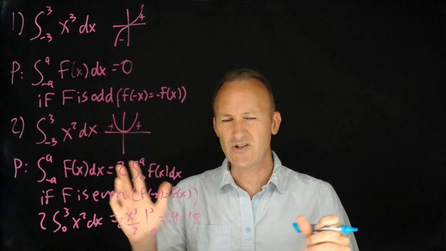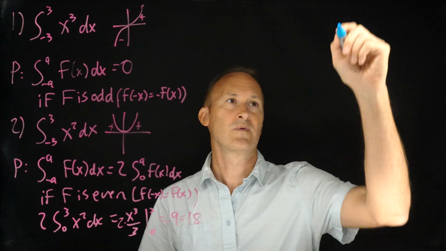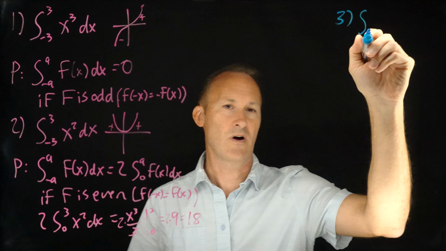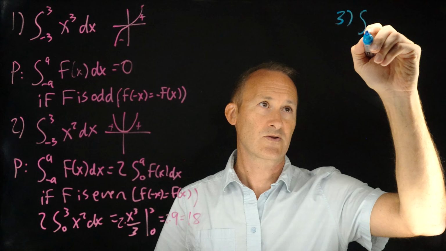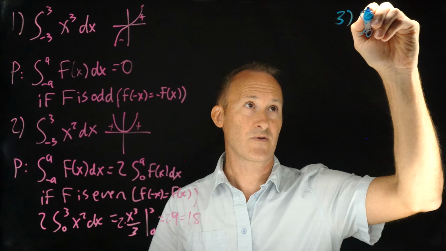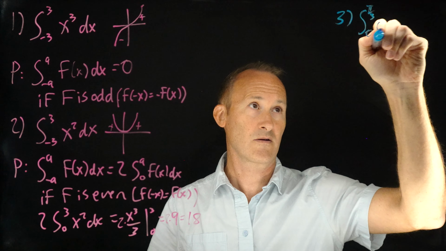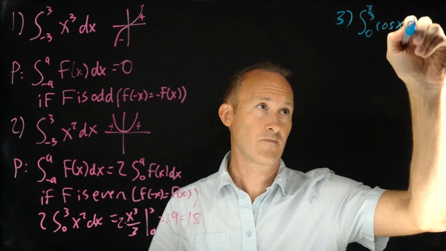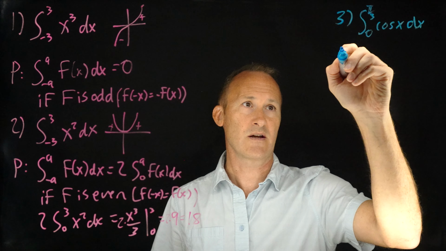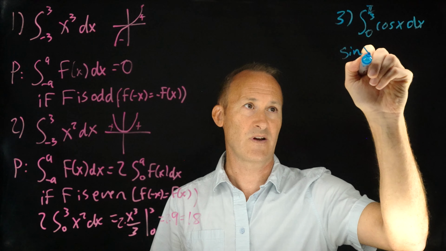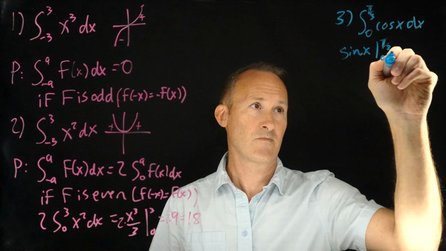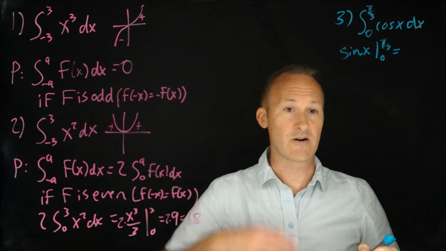Let's look at maybe an example, and let's consider the integral from 0 to pi over 3 of cosine x dx. Let's just do this one. The integral of cosine is sine, because the derivative of sine is cosine, so it's sine of x. Then we evaluate it at pi over 3 and 0. Well, the 0 is 0, so sine of pi over 3.